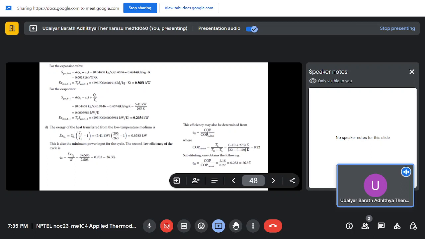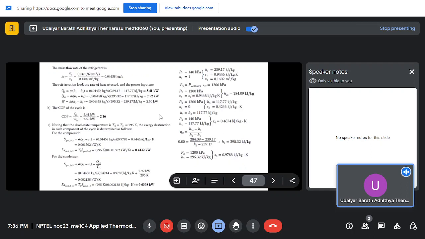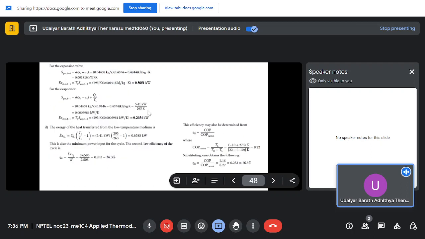Similarly, we can solve this as COP by COP Carnot. COP Carnot is TL by TH minus TL. So this comes out to be 8.22, and we saw previously that we calculated COP as 2.16. So the second law efficiency is 2.16 by 8.22, which again comes out to be 26.3%.